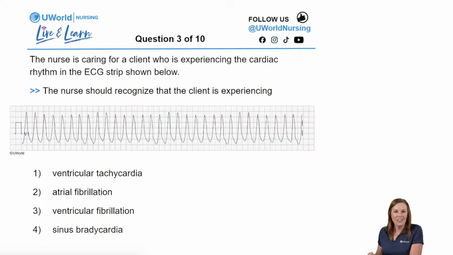Good job, you guys. Okay, question 3. The nurse is caring for a client who is experiencing the cardiac rhythm in the strip shown below. The nurse should recognize that the client is experiencing option 1, ventricular tachycardia, option 2, atrial fibrillation, option 3, ventricular fibrillation, option 4, sinus bradycardia.